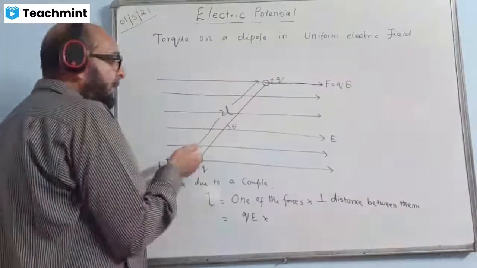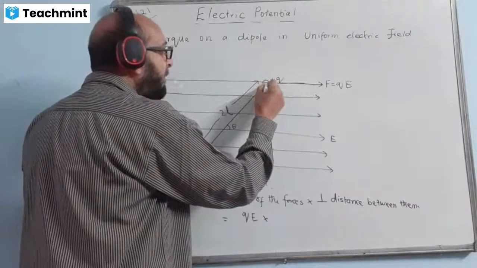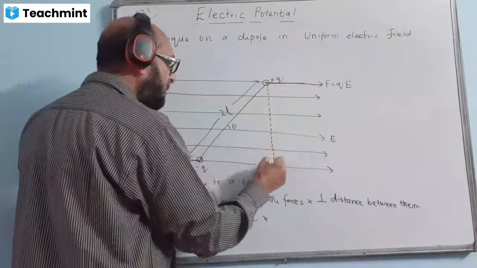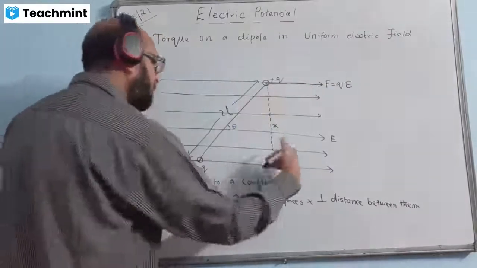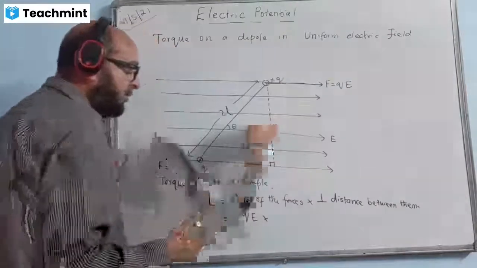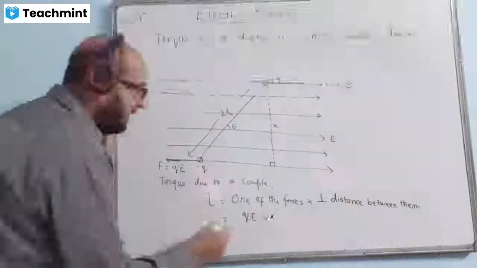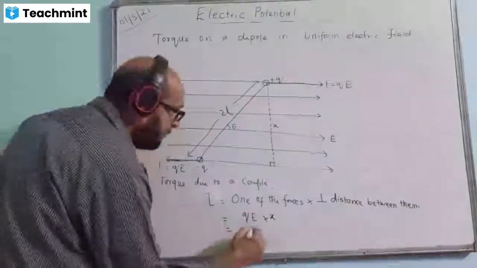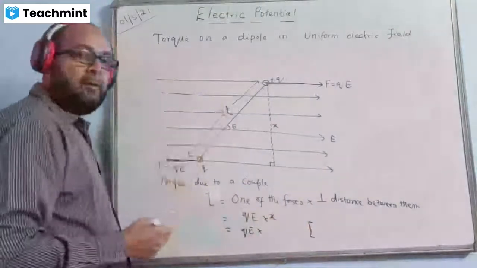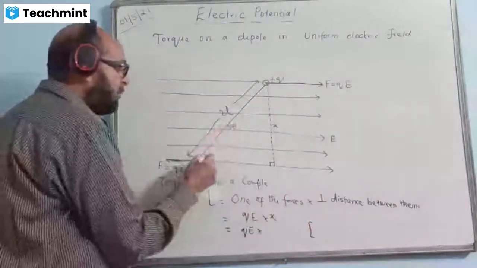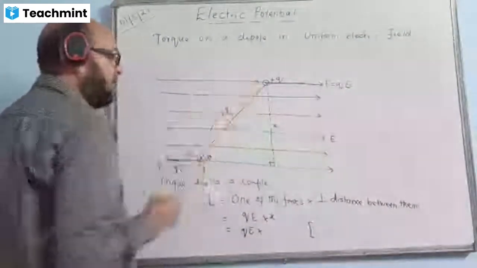This distance is definitely not the perpendicular, this is a slanting distance. The perpendicular distance is not available here, we'll draw it like this. Draw a dotted line here, this is the perpendicular distance x between these two forces, one force here, one force here. That I have taken as x. Next line, I will write QE into x in terms of L. This angle is theta, so this angle will also be theta because of corresponding angles, since the lines are all parallel, all the angles will be equal.